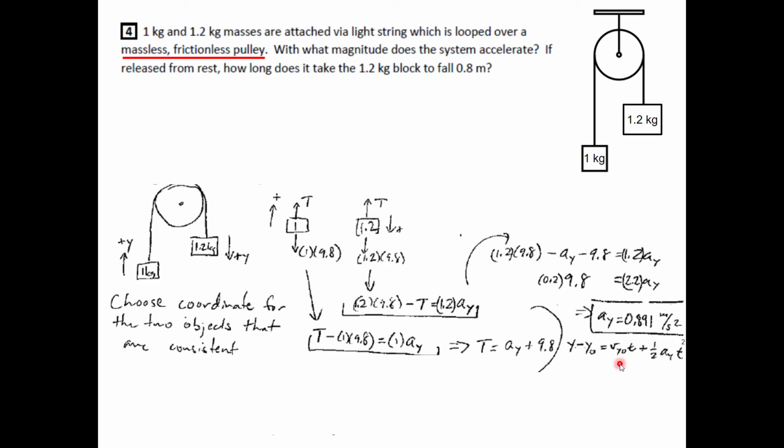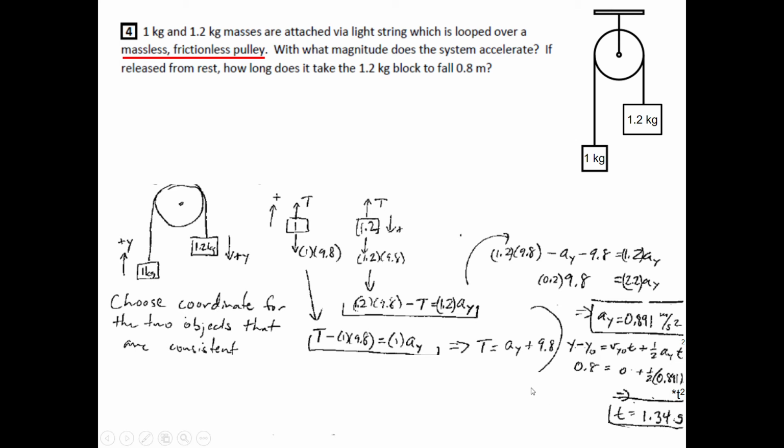It's released from rest, so v0y is 0, and we now know that ay is 0.891. So plugging those in, the distance it's moved in this case is 0.8 meters, and the unknown here, it didn't come out on my scan, I guess it got cut off, but this stuff up here is supposed to be multiplied by t squared, and t is what we're hoping to solve for. So what I do is divide out the stuff that's multiplying t squared and then take the square root to get t equals 1.34 seconds.